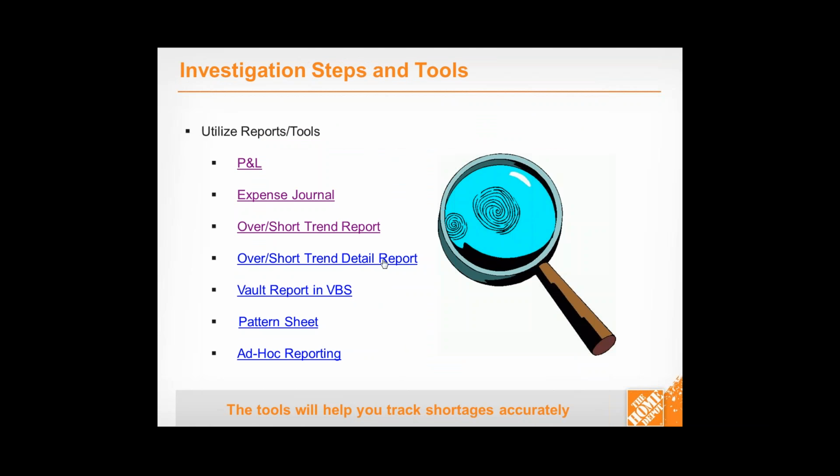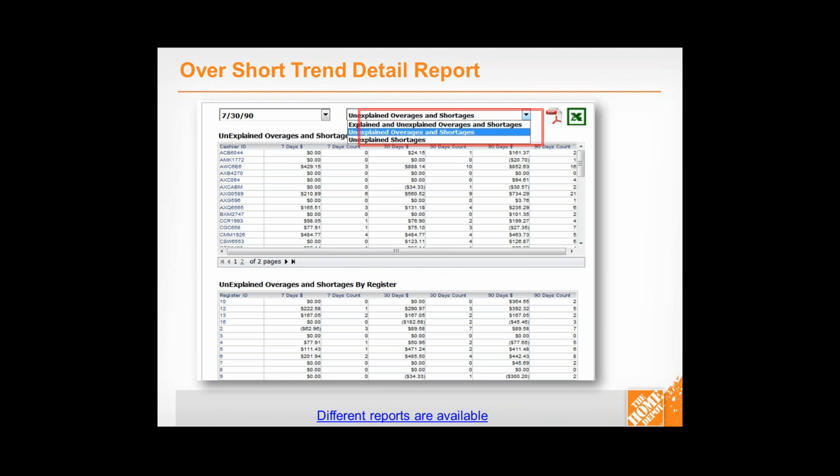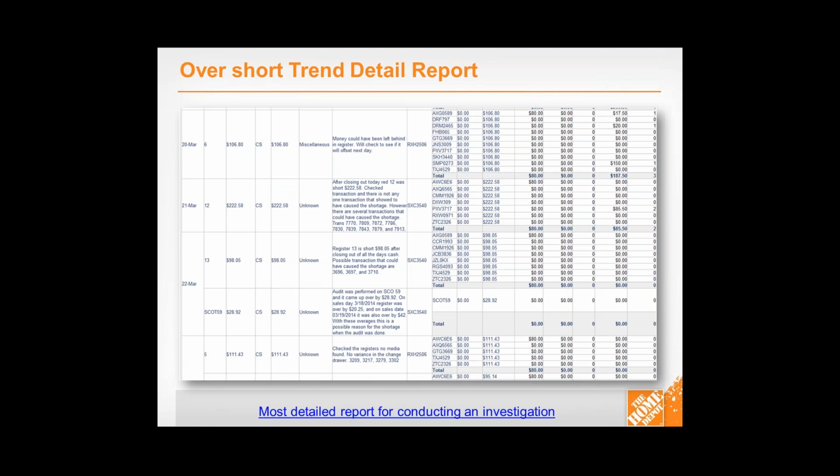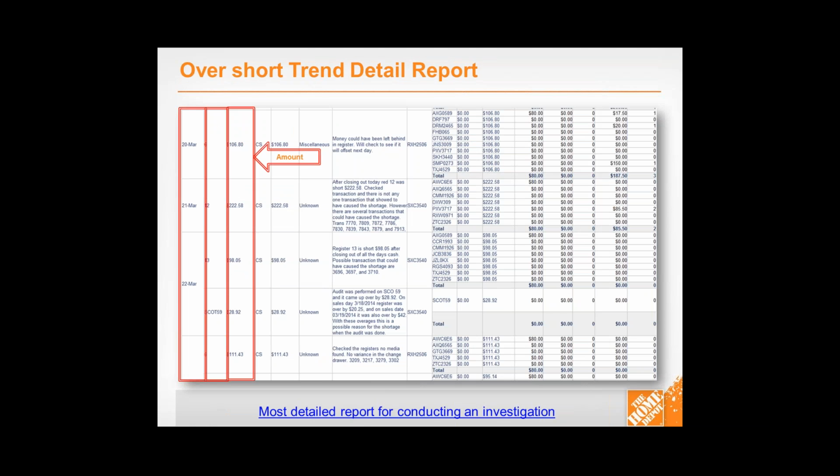You can dial in a little bit more with the overshort trend detail report, and it's going to give you a little bit higher level in the weeds look at the shortages. So here you can see you can dial into explained overages and shortages, explained and unexplained overages and shortages, and just unexplained shortages. We're going to choose unexplained overages and shortages so we can get a broad view of what's going on. As you see here, it lays out your date, then your register, then the amount. The type is cash, which is what you want to focus on right here in this situation.